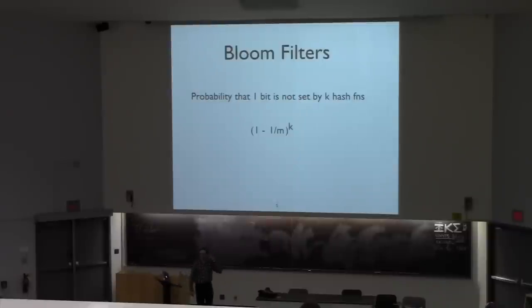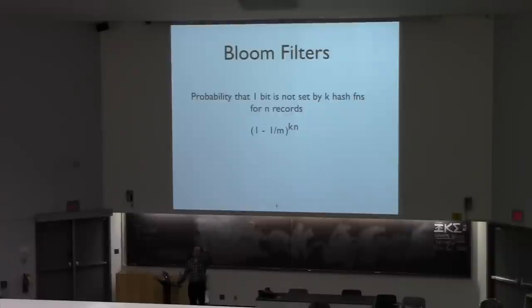Okay, let's keep going. I have one bit. This is the probability that that one bit stays zero after k trials. Now, I have k hash functions. I also have n records. So how do I get the chance that it remains zero after n records? It's the same thing. I just raise that whole thing to the power n. Everyone following? Any questions up to this point? So that's one bit, k hash functions, n records.